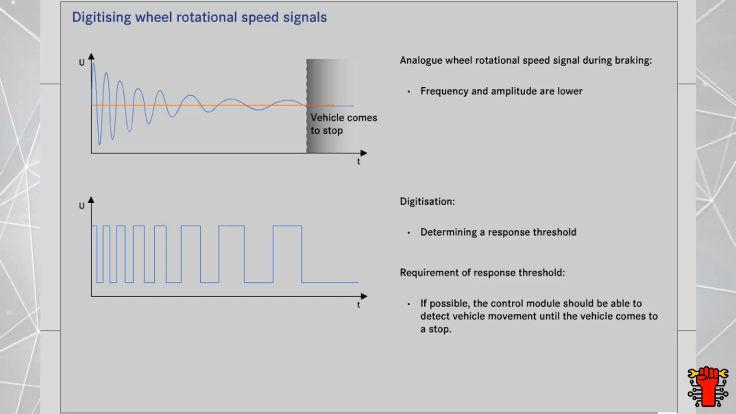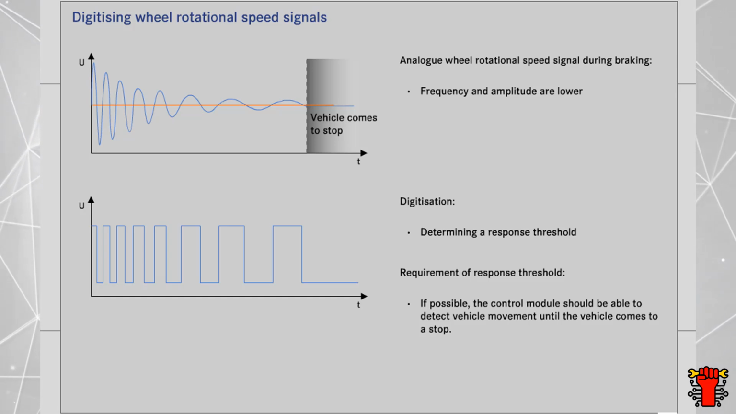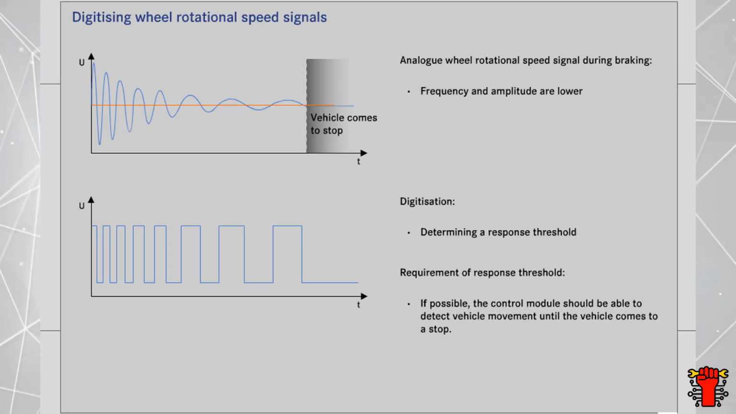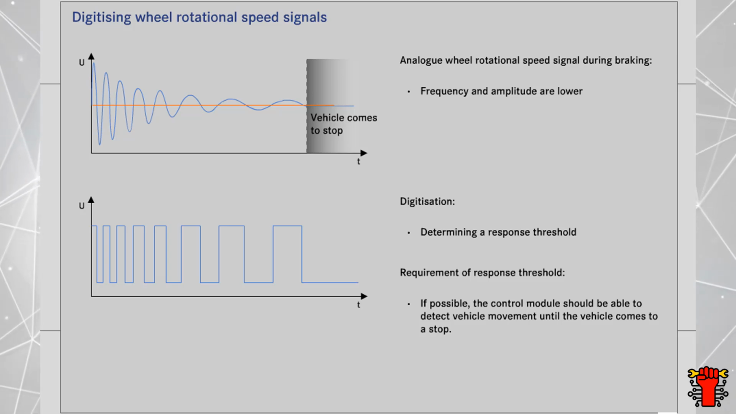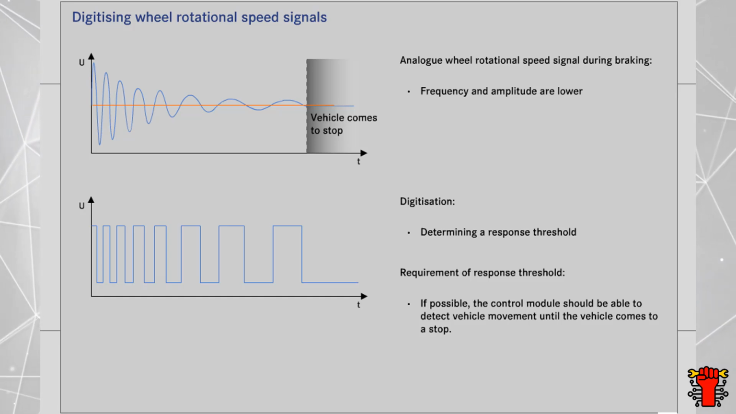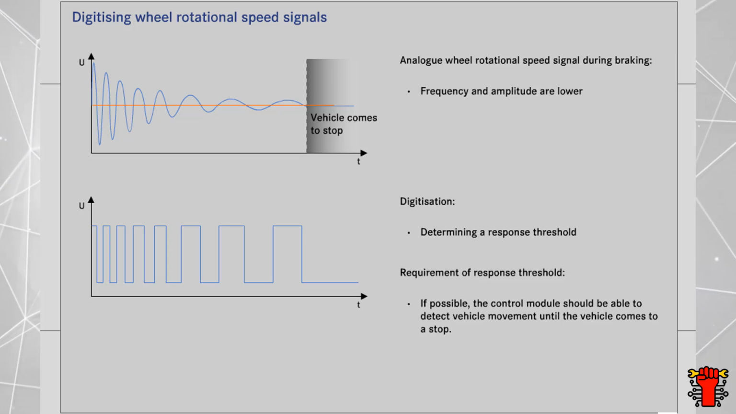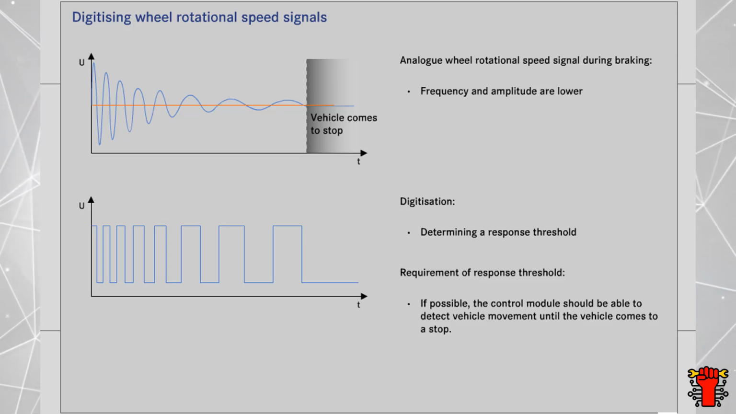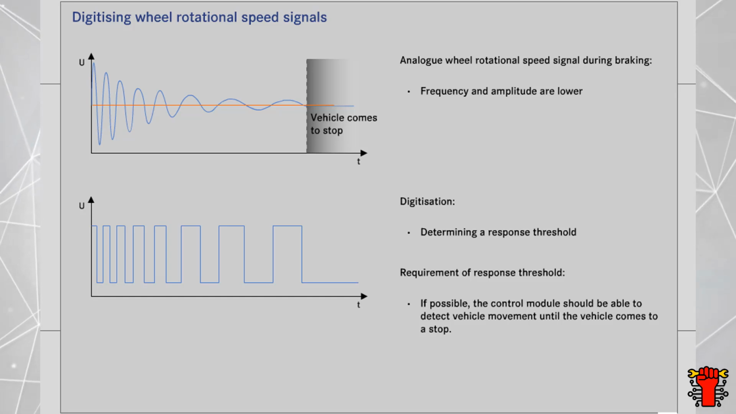In order to be able to detect vehicle movement right up until the vehicle comes to a stop, the response threshold must be set so that even the smallest oscillations can be processed by the control module. This will be achieved if the response threshold is in the center of the signal.